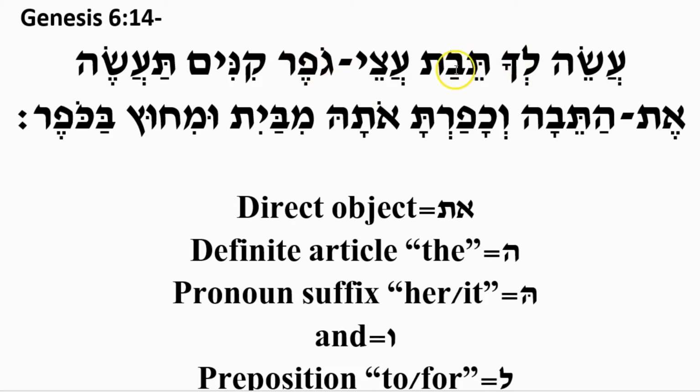So Tevat Atze Gofer is sort of a double smichut form. You have Tevat, which leans over here on Atze Gofer, and Atz, which would be Etzim. It is shortened, the mem falls out, and it leans onto Gofer. So Tevat Atze Gofer, an ark of gopher wood.